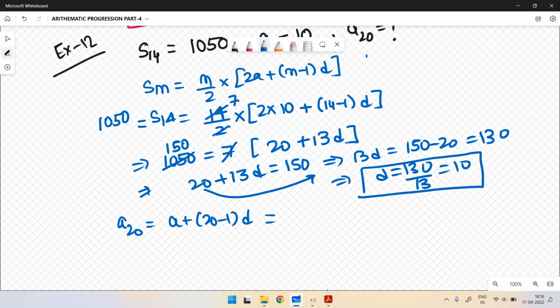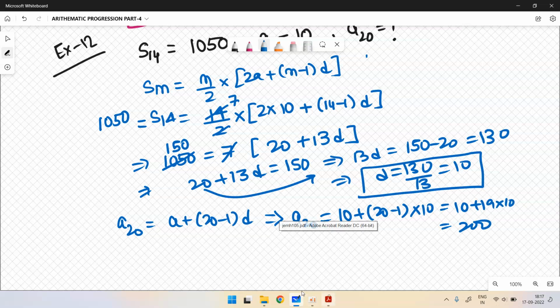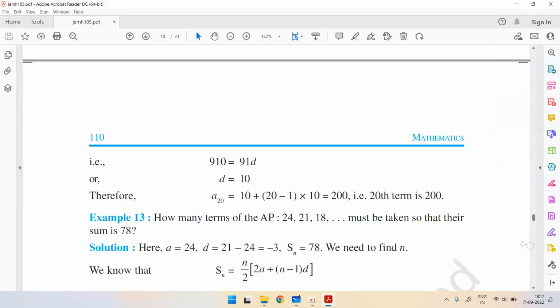Now you know both a and d, so a20 is, in place of a, 10, plus 20 minus 1, and d is also 10. This is 10 plus 19 into 10, which is 190, and plus 10 is 200. So a20 is 200. This is the answer.